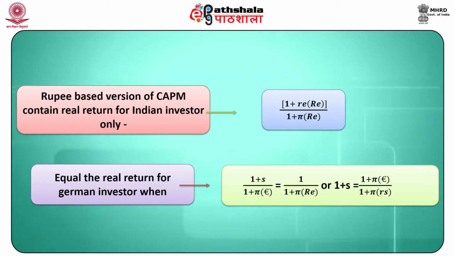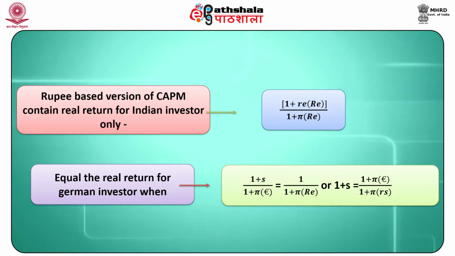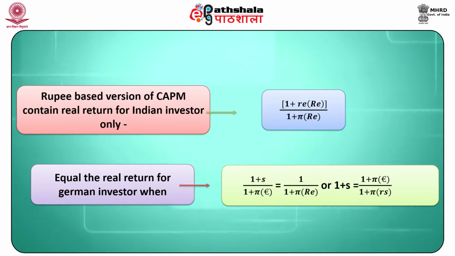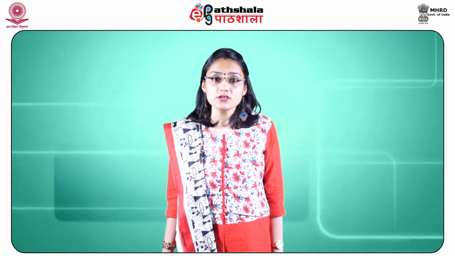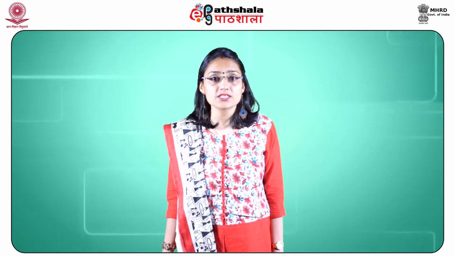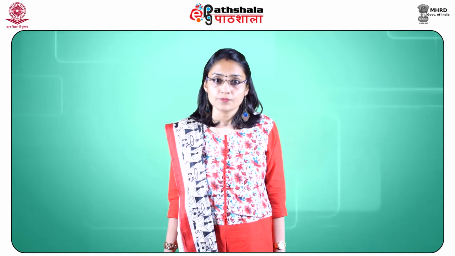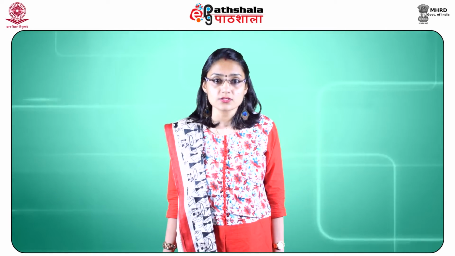This equals the real rate of the German investor when 1 plus S divided by 1 plus pi in euro is equal to 1 upon 1 plus pi in rupees, or 1 plus S is equal to 1 plus pi in euro divided by 1 plus pi in rupees. In other words, the real returns for an Indian-based and a German-based investor are identical only when purchasing power parity holds. However, in practice, CAPM is mostly applied using nominal returns.